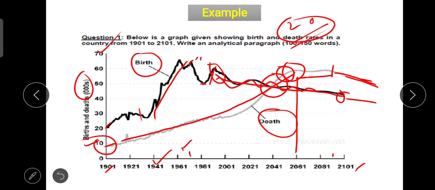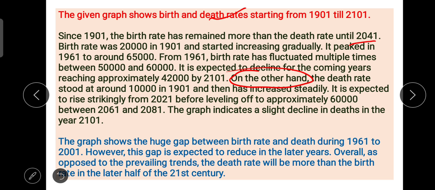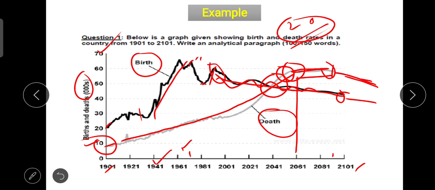Over here, it levels off. It creates a plateau. This is a time period of 20 years, 2061 and 2081. It is expected to rise strikingly from 2021 before leveling off to approximately 60,000 between 2061 and 2081. The graph indicates a slight decline in deaths in the year 2101. We can see over here, it is a downward trend. The death rate is starting to come down.